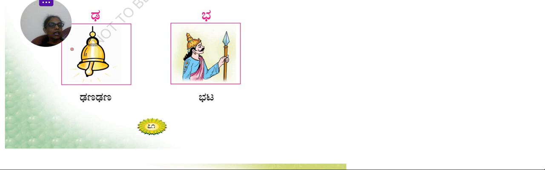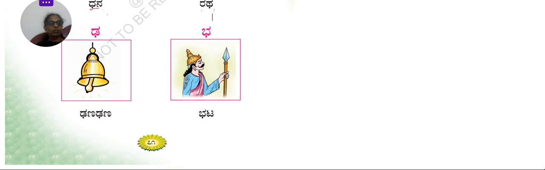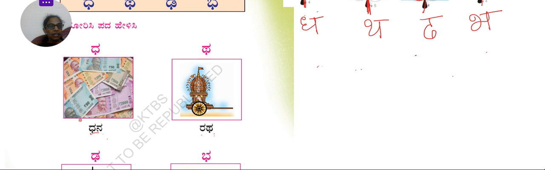Dhana. Then bhata. This is bhata. Bhata means a soldier. Okay, so dhana means money. Ratha means a chariot. We can go back again here. So this is dhana means money. Ratha means chariot.